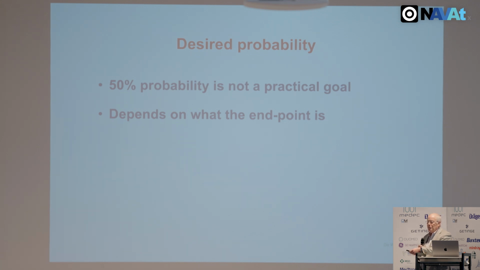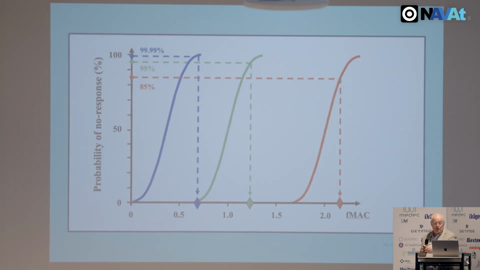You're not interested in 50% of your patients being unconscious. So the probability that you're after depends on what the end point is of what you're trying to achieve. And I would say for unconsciousness, you would like to have 99.99% of your patients being unconscious, or at least having no recall. That is, when you achieve these concentrations or end-tidal partial pressures, it means maybe 1 out of 10,000 patients you have failed to induce unconsciousness, which is a very, very good job, I would say.